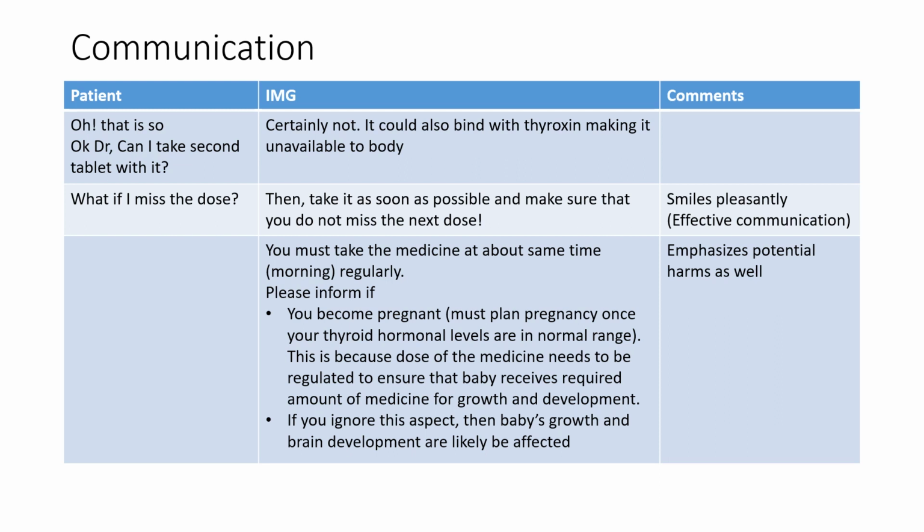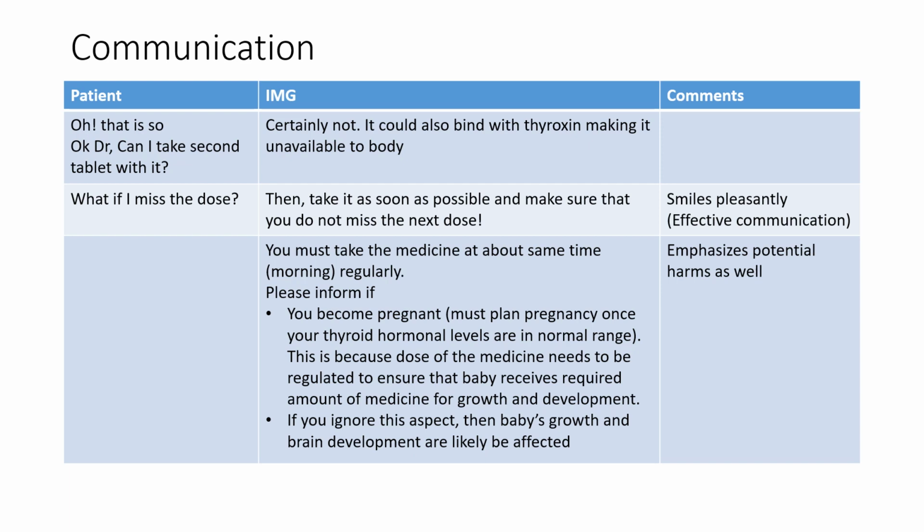What if I miss the dose? Then take it as soon as possible and make sure that you do not miss the next dose. Smiles pleasantly also. So it is effective communication. You must take the medicine at about the same time in the morning regularly, and also inform if you become pregnant. You must plan pregnancy once your thyroid hormonal levels are in the normal range and not before that. This is because doses of medicine need to be regulated to ensure that the baby receives the required hormone for growth and development. If you ignore this aspect, then the baby's growth and brain development are likely to be adversely affected.